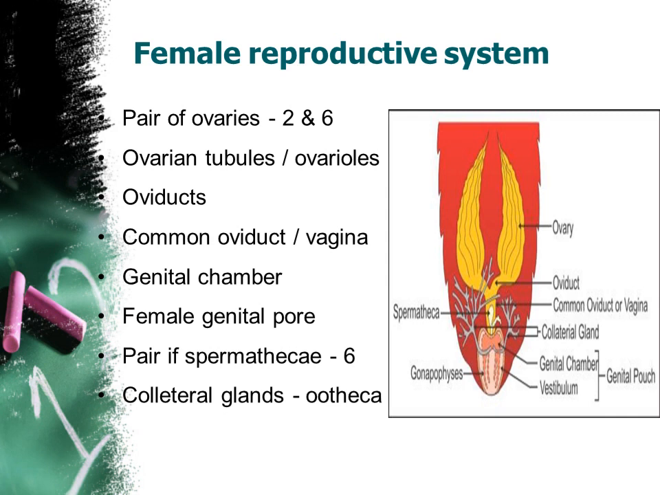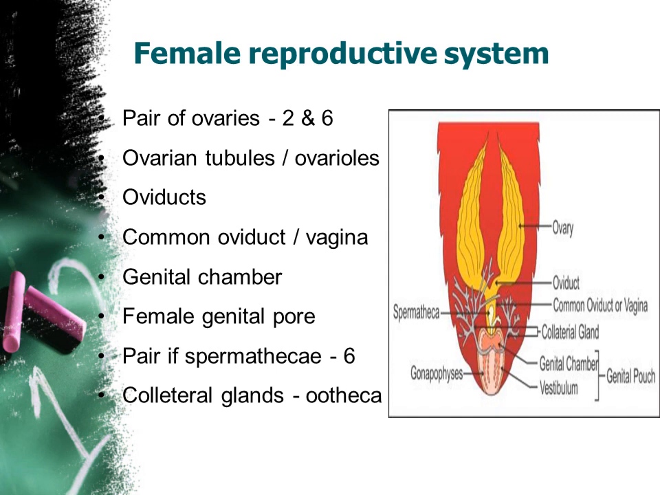And again one of the important regions is located here, that is the pair of spermatheca. Pair of spermatheca. This spermatheca is located in segment number 6, right, in the abdominal region. It is collecting the sperm cells from the male cockroach, right. So it is located in segment number 6.